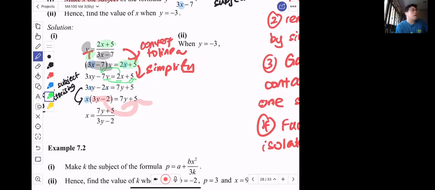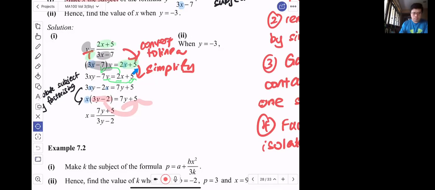Okay so far? Yeah. And so actually these 2x plus 5, they got multiplied by a 1. But the 1, when you write 1, is negligible, so we can neglect the 1. So this is what it is. That's my tip number 1: convert all fractions to linear by cross multiplying.